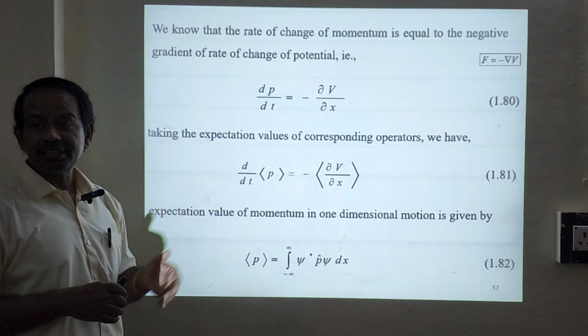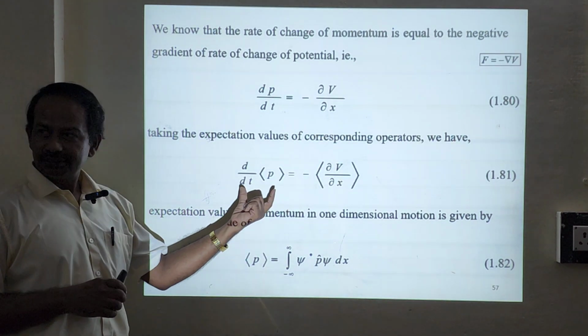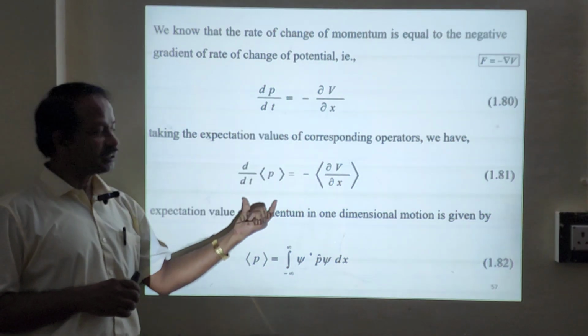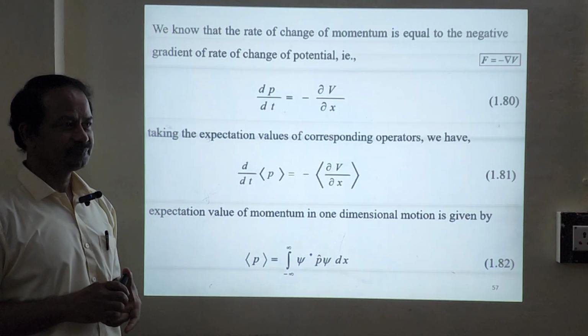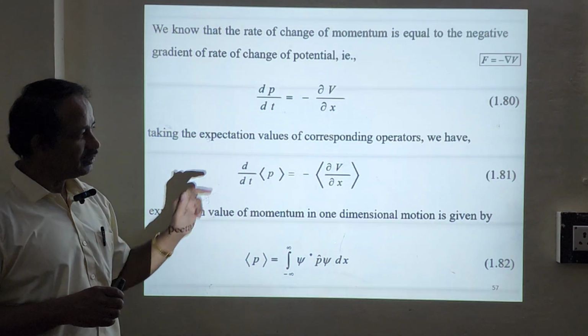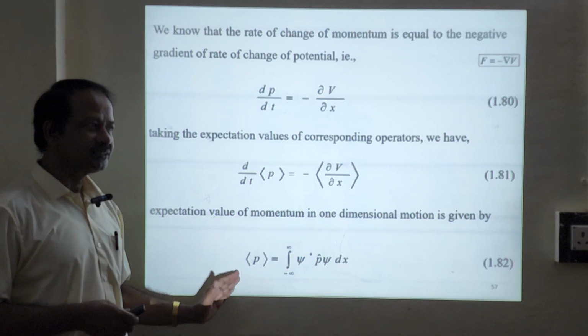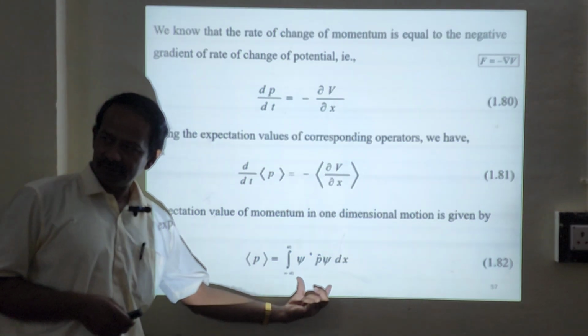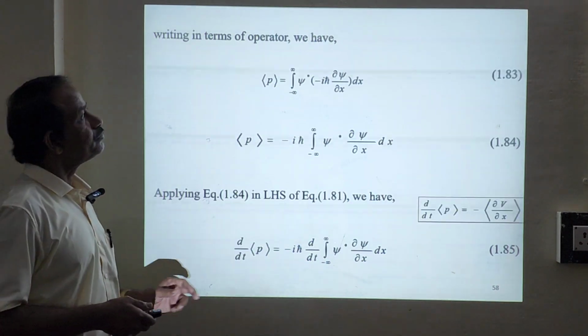Now we'll go for the corresponding expectation values. The expectation value of momentum is equal to minus the expectation value of the gradient dV by dx. Is it clear? This is 1.81. And of course we know the expression for the momentum expectation value is given by this. We know this already.